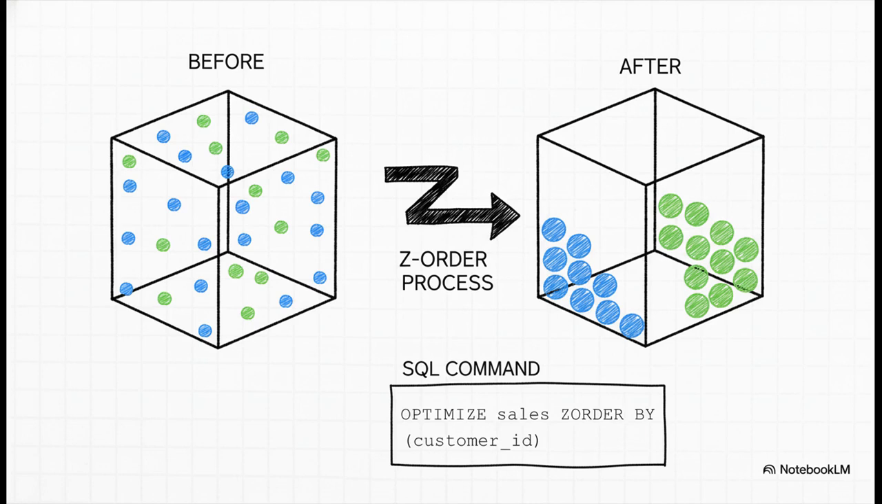We can get even smarter with a technique called Z-ordering. The easiest way to think about it is like a multi-dimensional sort. So instead of just sorting your data by, say, date, Z-ordering cleverly arranges the data based on multiple columns at once, like customer ID and product ID, the ones you use in your where clauses all the time.